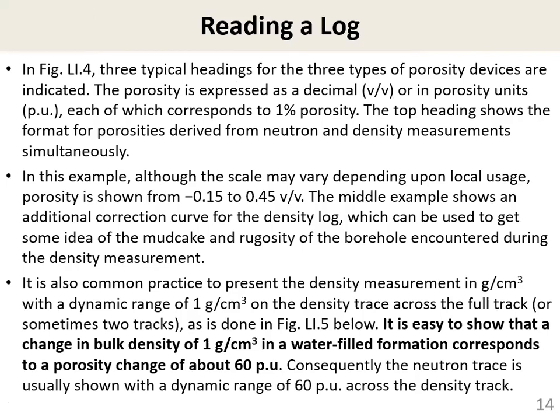The next track here. Now, the next track I'd like to talk on is the porosity track. Usually, we don't term it resistivity track or porosity track. It's usually track 1, 2, 3, but I'm talking about the track on which the logs from the porosity devices are displayed. So usually porosity is expressed either as a decimal or in porosity units, and each porosity unit corresponds to 1%.